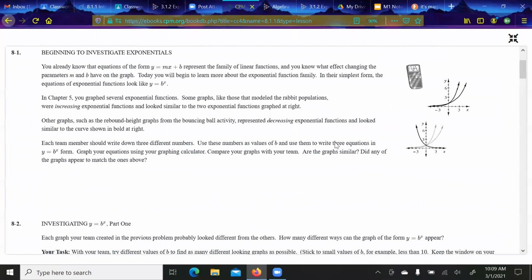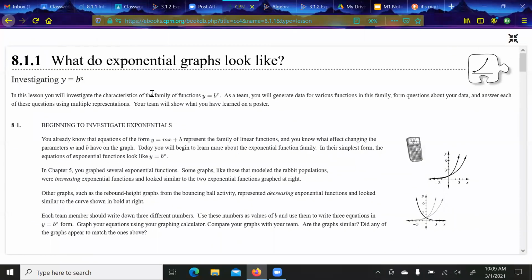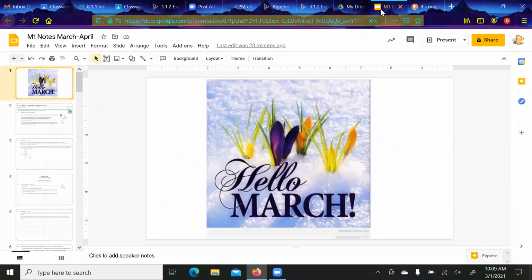Go. So you want to open your books to 8.1. What do exponential graphs look like? Okay, we're gonna do 1 through 5 together. So let me go to my slideshow. I made a slideshow for this.